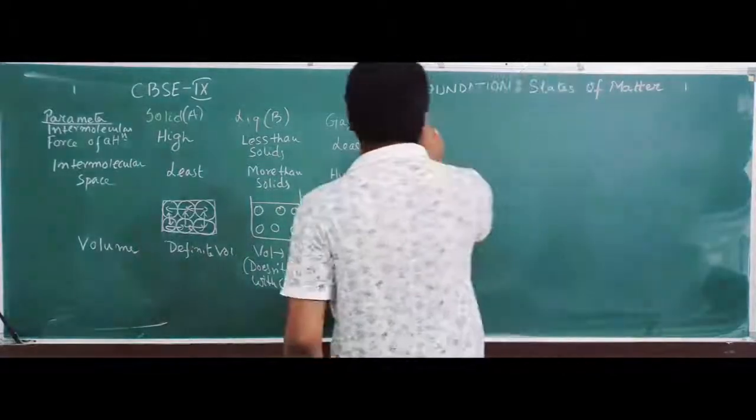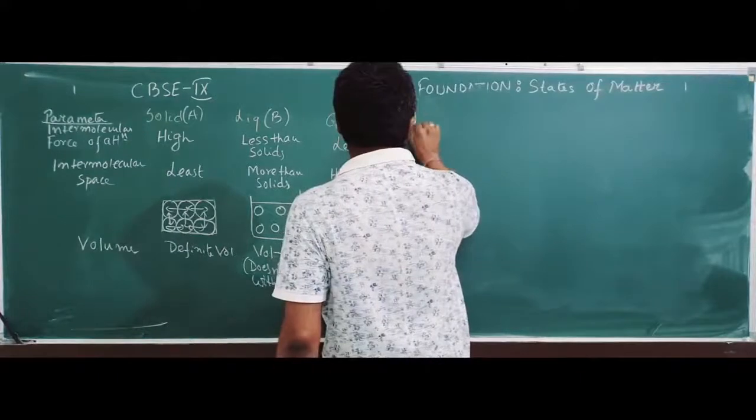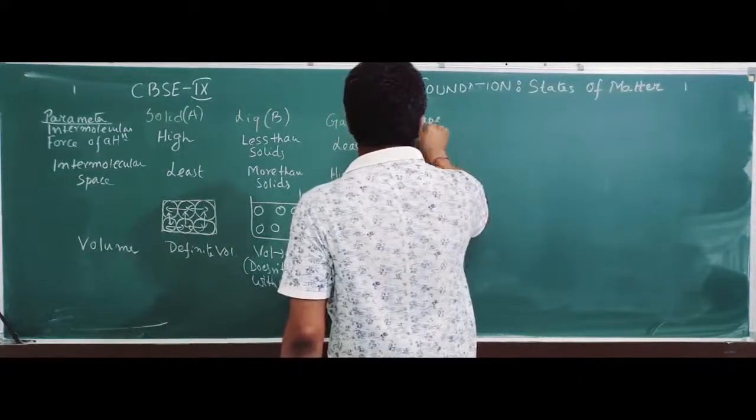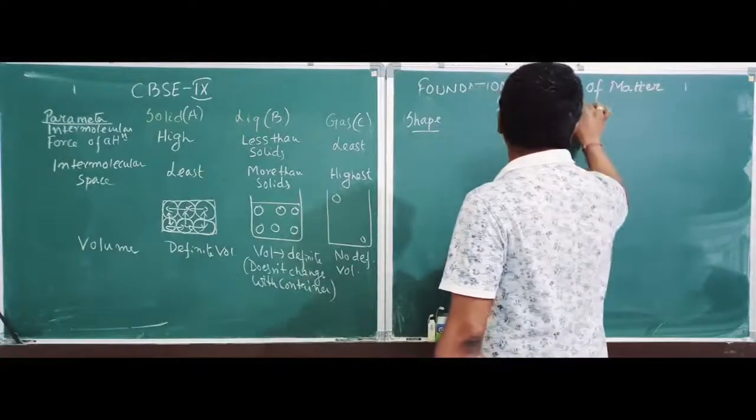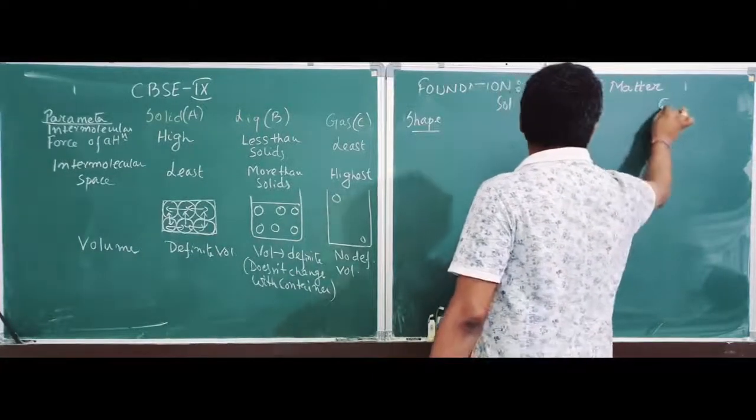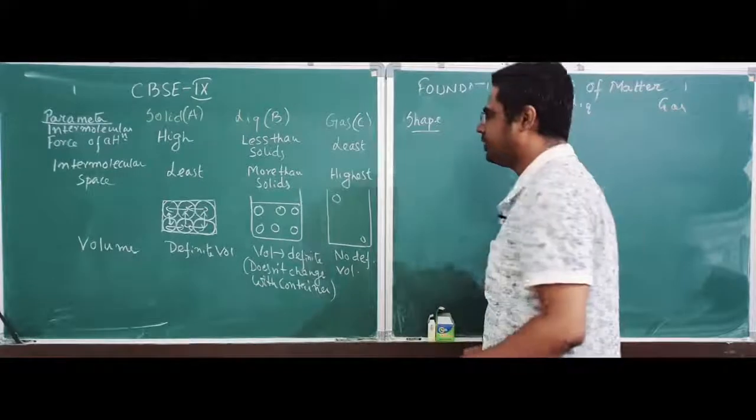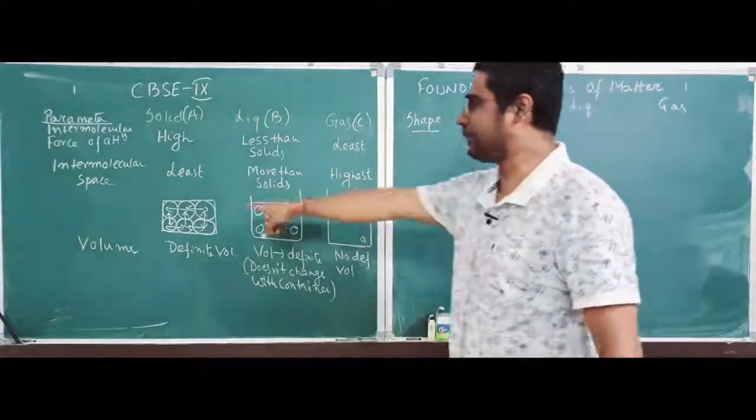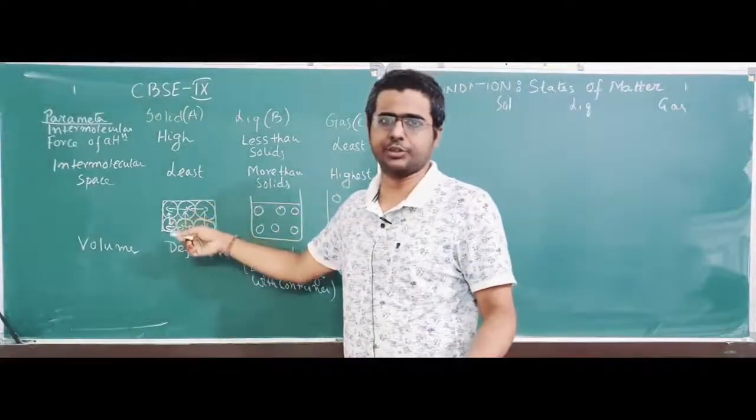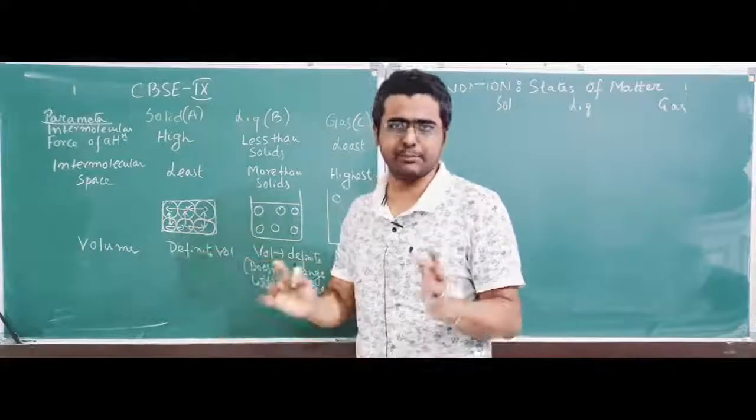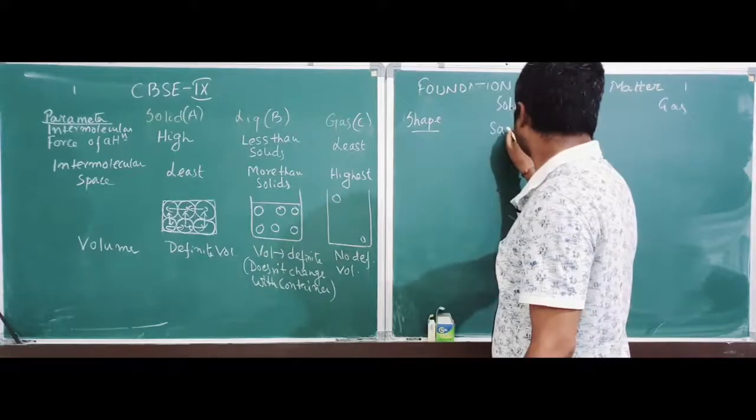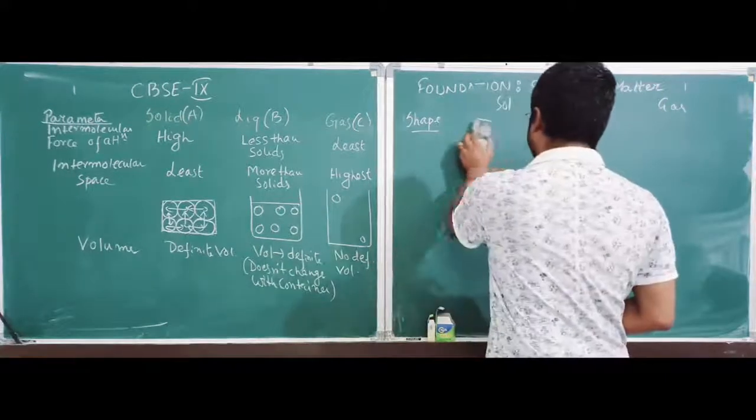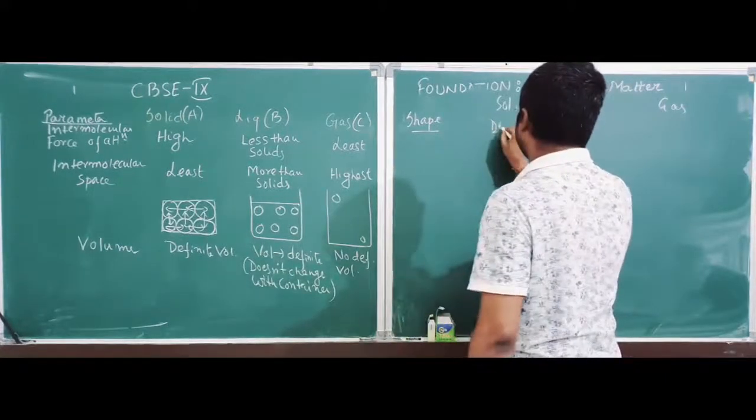Next is shape. What happens in case of shape? Solid, liquid, gas. In case of shape, see this shape is not going to change in case of solids, that is for sure, right? Solids के लिए shape same रहता है. So same, I'll write definite shape. Definite shape.